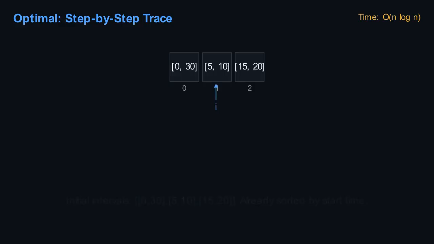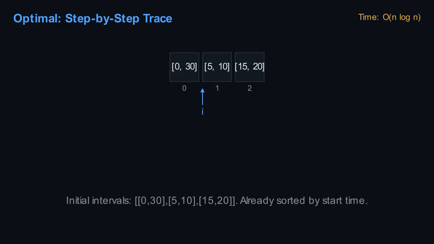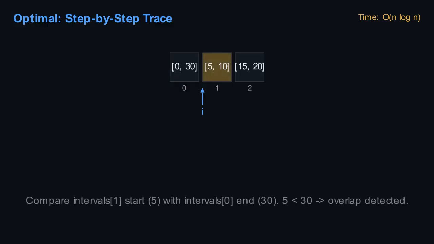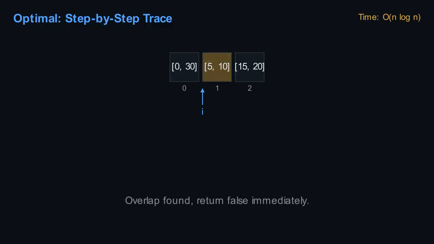Let's trace our example. Our intervals are 0 to 30, 5 to 10, and 15 to 20. After sorting by start times, the order remains the same. We start at the second meeting, 5 to 10. We compare its start time, 5, to the previous meeting's end time, 30. Since 5 is less than 30, we have an overlap right away. The function immediately returns false, and we're done without even needing to check the third meeting.